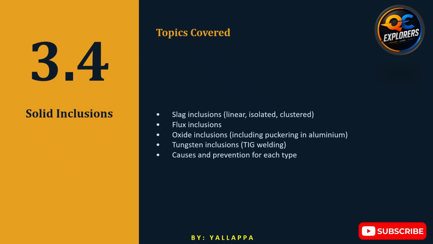This gives us another useful inspection principle. Always consider the welding process when interpreting an NDT indication. If you know that the weld was produced by TIG, for example, a bright radiographic indication may immediately make tungsten inclusion a consideration. We will now look at the classification and then examine slag and tungsten inclusions in more detail.